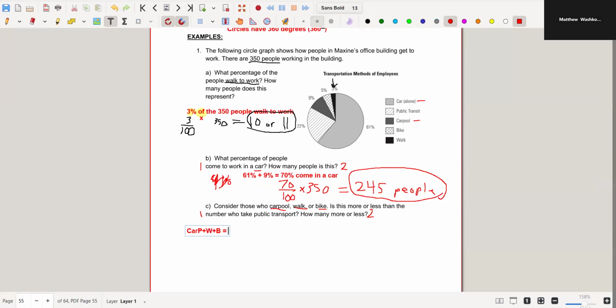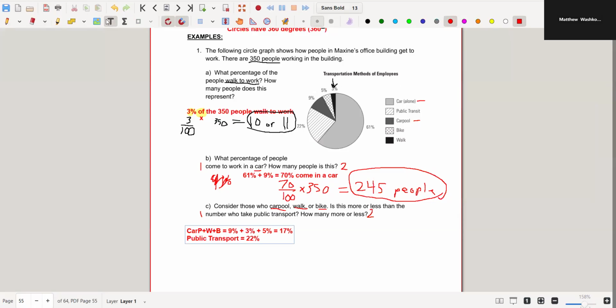In terms of carpooling, I know it's 9%. In terms of walking, I know that is 3%. And if I look at how many people bike, that's this little crisscross pattern. It looks like it's 5%. 9 plus 3 plus 5 should give me 17%. Now, the number of people who take public transport is 22%.